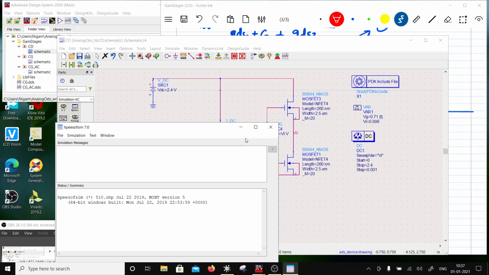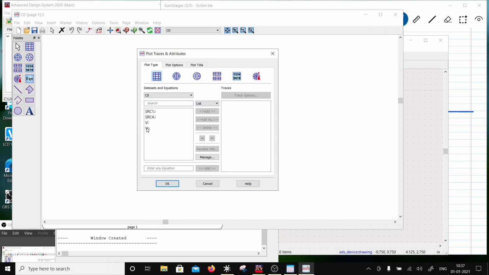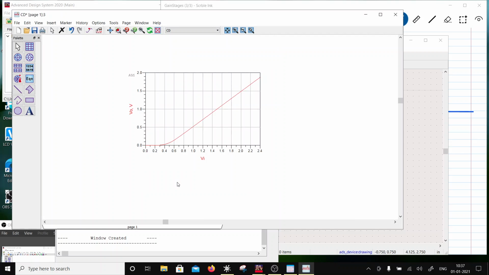So I'm going to say simulate, and if I plot output voltage versus input voltage, that's what it's going to do. At overdrive, at VI equal to V overdrive, the top device is going to turn on, and after that the slope is going to be the gain, which would be close to 1. So the gain is 1, right? So yeah, the gain will be close to 1.